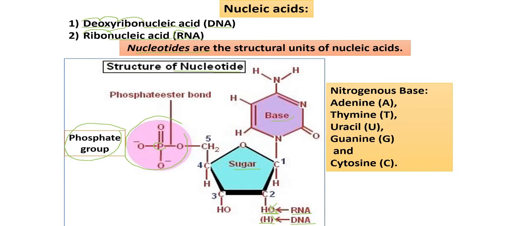A nucleotide is also made up of a base, a structure which includes nitrogen. This is called a nitrogen base. The nitrogen base could be adenine, which stands for A, thymine, which stands for T, uracil, U, guanine, G, and cytosine, C.